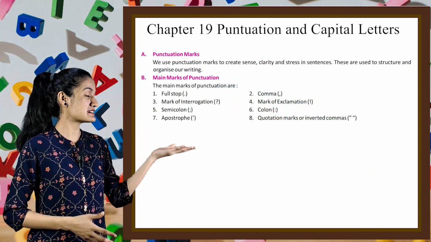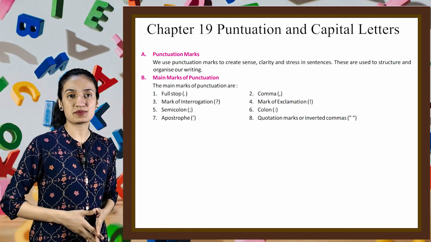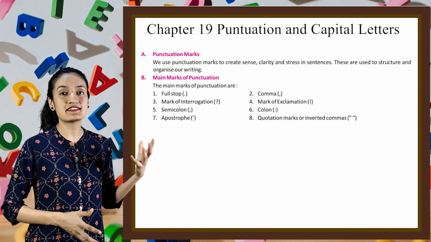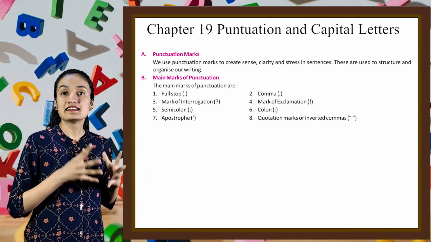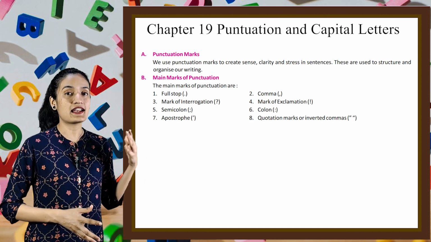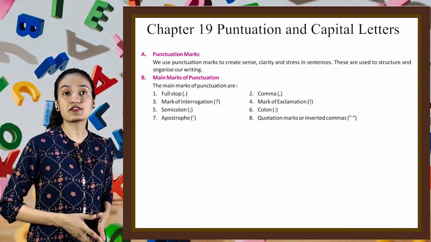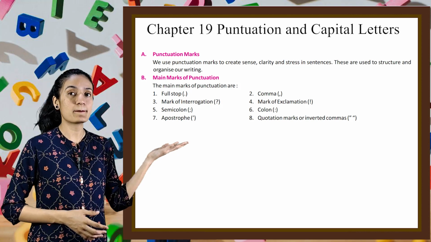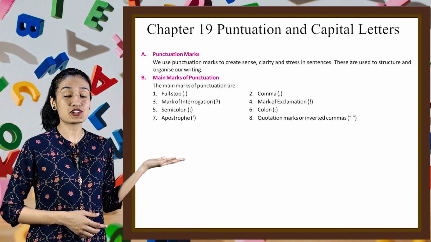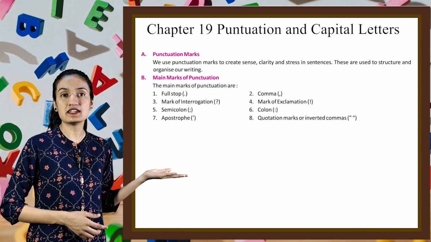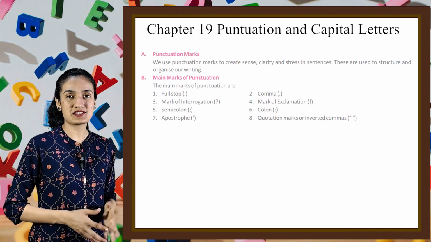Now, let us start with part A, punctuation marks. We use punctuation marks to create sense, clarity and stress in sentences. These are used to structure and organize our writing. The main marks of punctuation are full stop, comma, mark of interrogation, mark of exclamation, semicolon, colon, apostrophe, quotation marks or inverted commas.